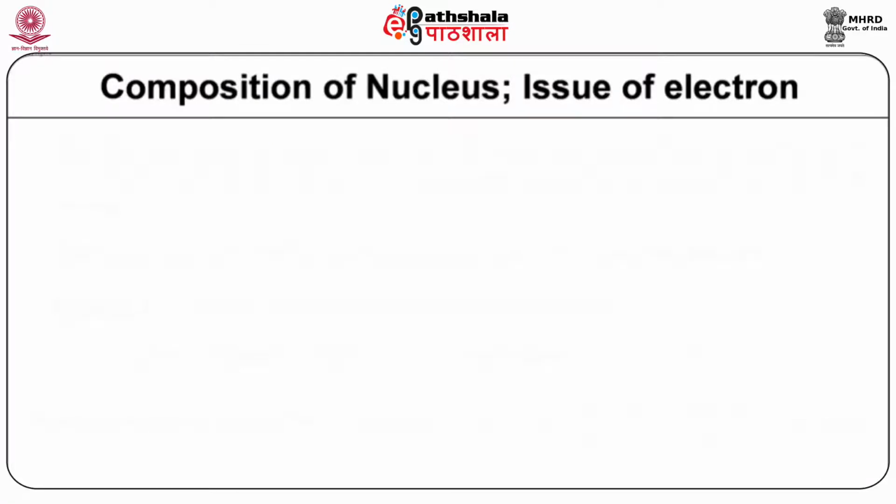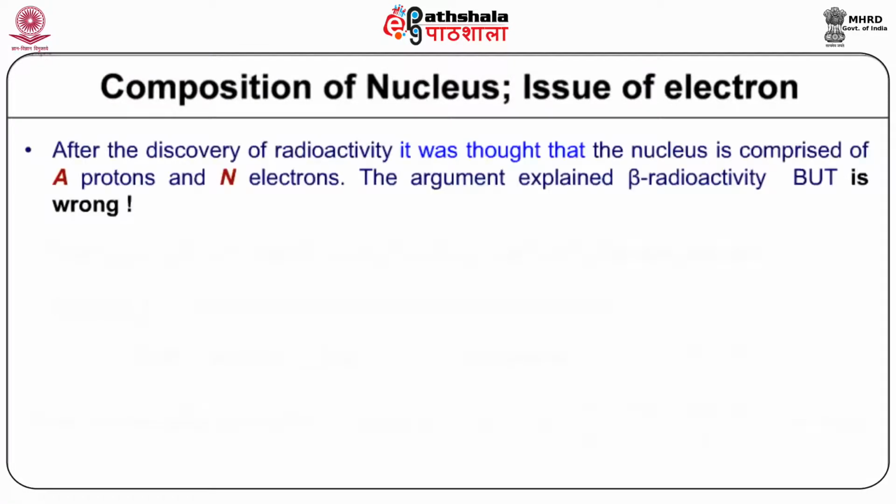Composition of nucleus, the issue of electron. Now, after the discovery of radioactivity by Henry Becquerel in 1896, it was thought that the nucleus is composed of a number of protons and n number of electrons. The argument explained beta radioactivity, but it was wrong. One of the important things we should understand is that when radioactivity was discovered, people thought that there are only three kinds of emissions coming out of the nucleus, that is alpha particle, beta particle, and gamma radiations.